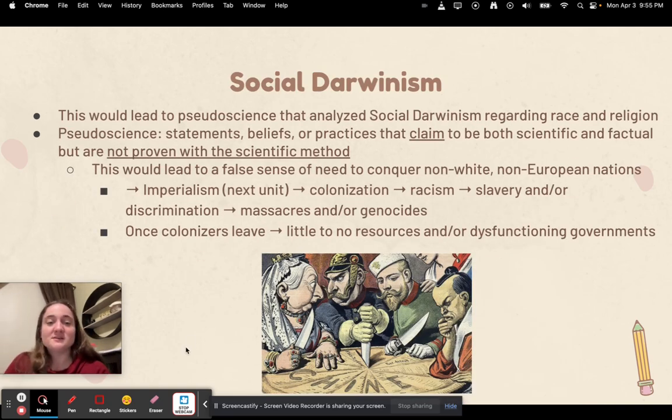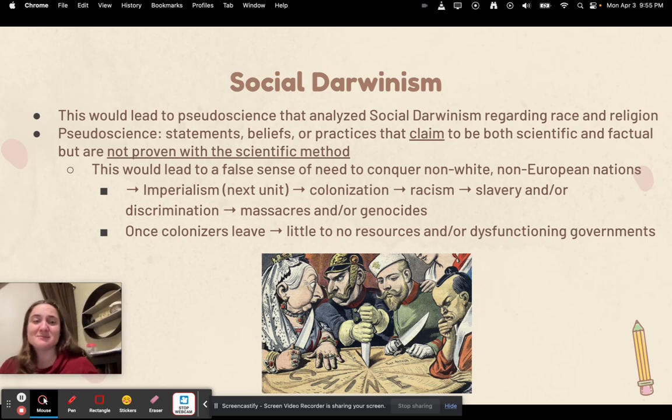So this would lead to a lot of pseudoscience that analyze social Darwinism regarding race and religion. And what pseudoscience is, I think I mentioned this before, but it's statements, beliefs, or practices that claim to be both scientific and factual, but that's just a bunch of lies. They're actually not proven with the scientific method at all.